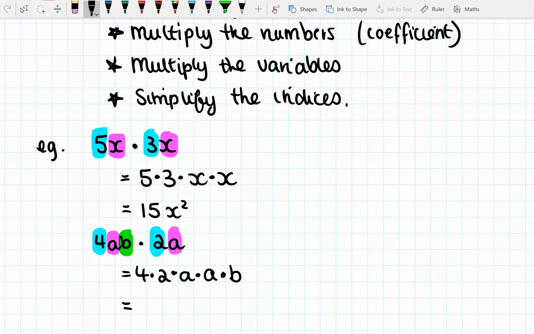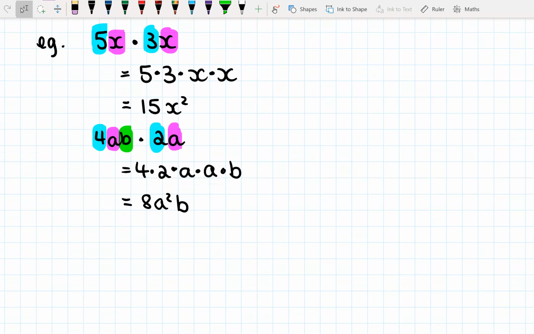All right, and now it's just a matter of simplifying. That was the next step. So 4 times 2 is 8, a times a is a squared, and then we just have a b by itself. All right, so it's fairly straightforward. We'll do a few more examples. One a little bit harder.